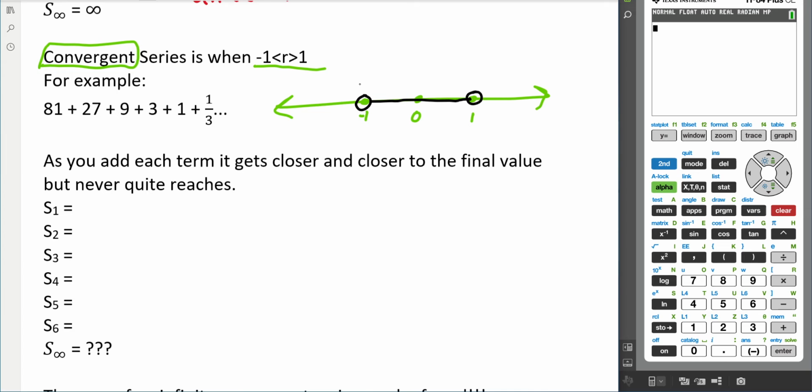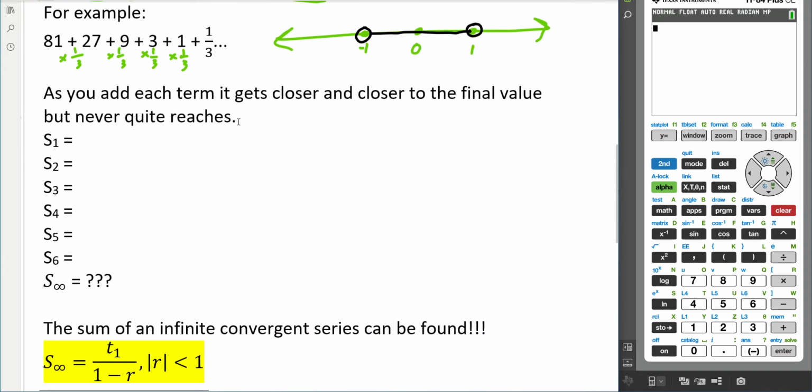In this example, how are we going to tell what this is? Well, we're multiplying by a third. Multiplying by a third, multiplying by a third. It's just the opposite of the divergent term that we just had. If we begin adding these things together, you're going to start to see a pattern emerging eventually. So 81 is our first term.